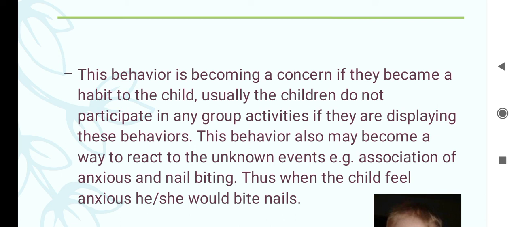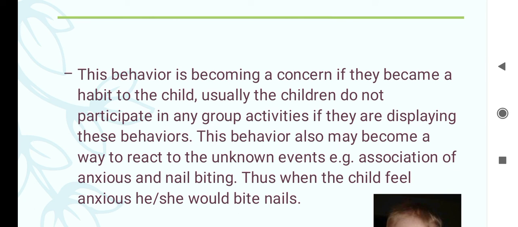Jadi guru-guru sepatutnya menjadi lebih concern sekiranya habit ataupun behavior menghisap jari ni ataupun gigit-gigit kuku ni pada kanak-kanak yang kebiasaannya takut untuk berada dalam grup, dalam kumpulan. So this behavior also becomes a way to react to the unknown event.